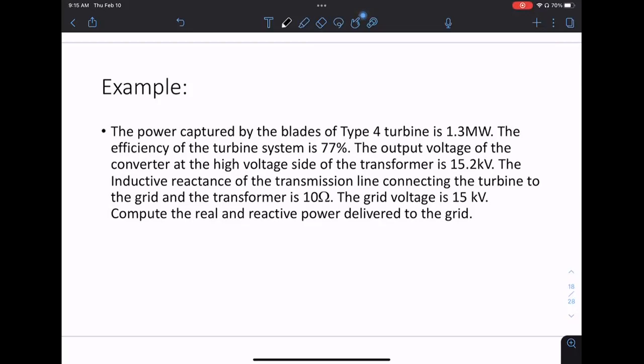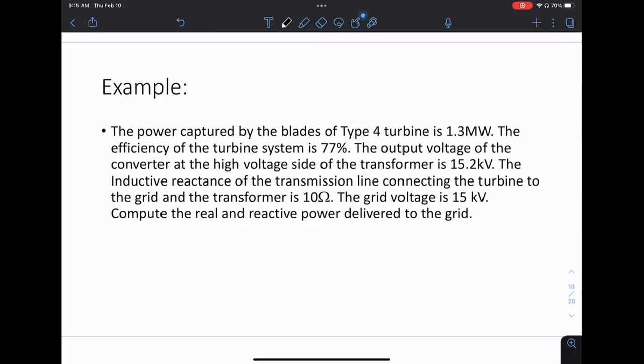So to compute real and reactive power delivered to the grid, everything else you know: the voltage, the reactance, but you don't know the angle. So this problem is basically asking, can you find the angle? The way you can find the angle is that you know the active power. This is a pretty typical way the question goes: from the active power, find the angle; from the angle, then find the reactive power.